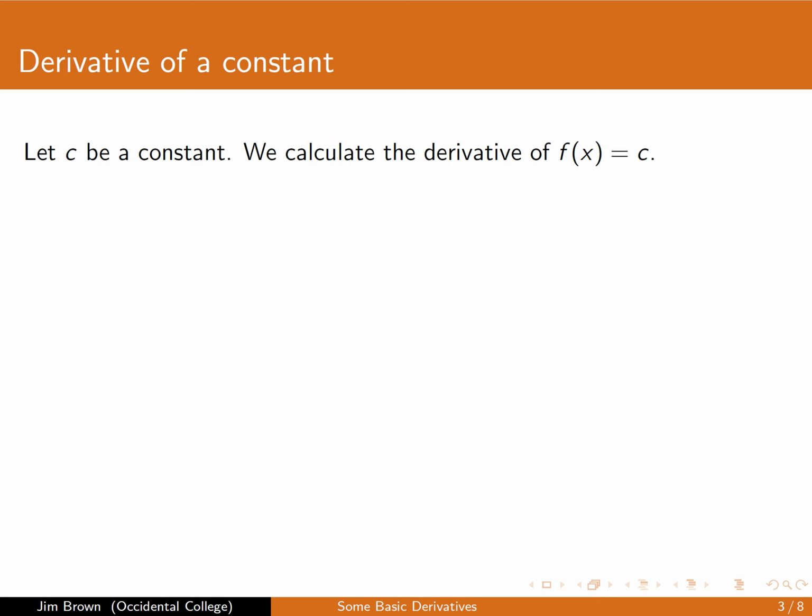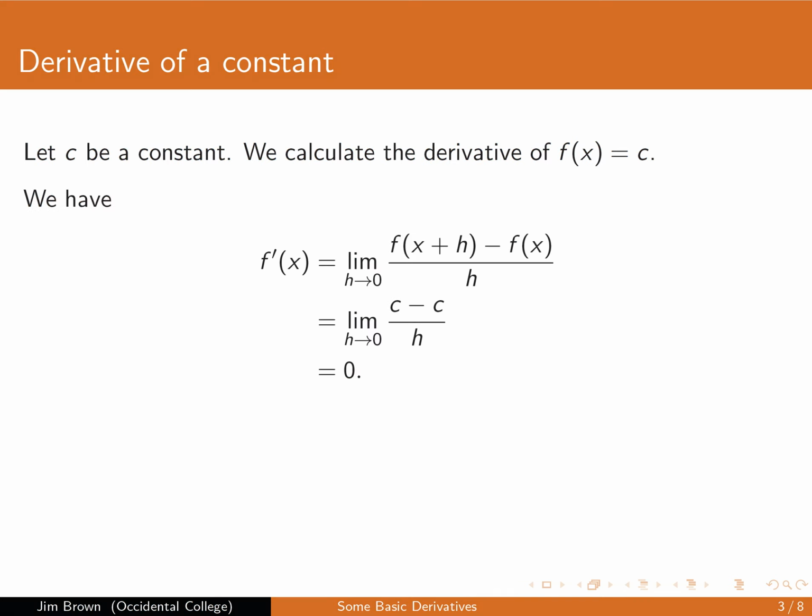So let's start with the simplest possible case. Let c be a constant, and we're going to evaluate the derivative of f of x equals c. Intuitively, we know the derivative is measuring how a function changes, like the y values of the function as you change x. So if we have a constant, as I change x, the output values don't change because it's a constant. So intuitively, we should expect that the derivative would be 0. Let's go ahead and verify that with the definition.